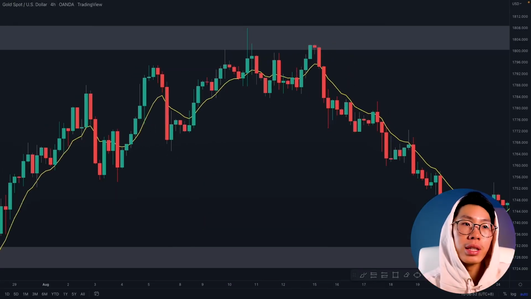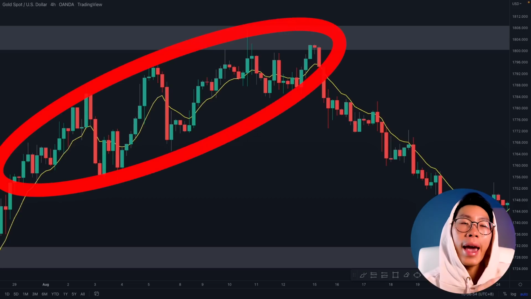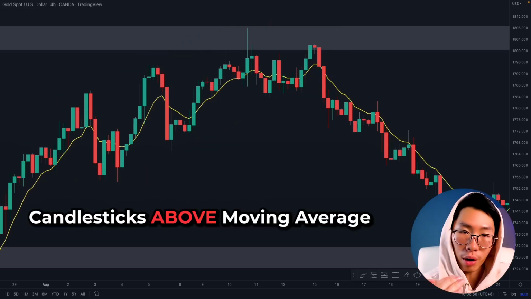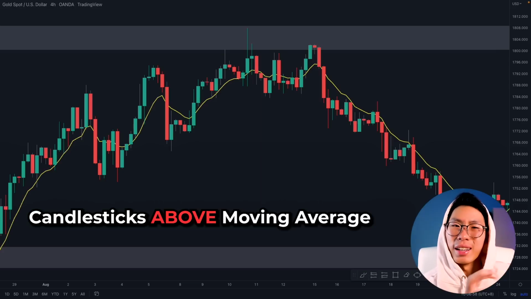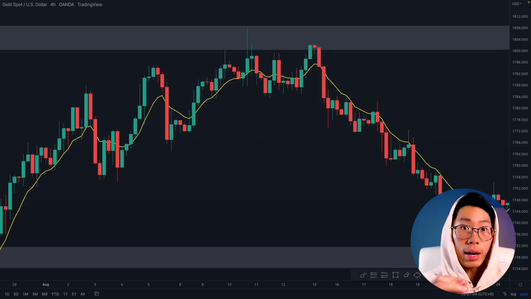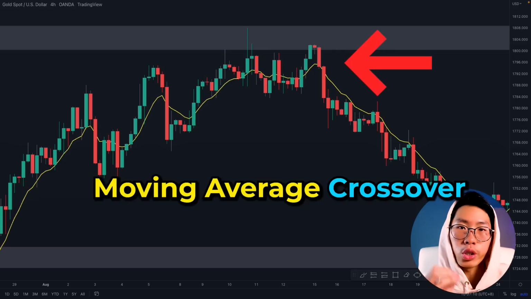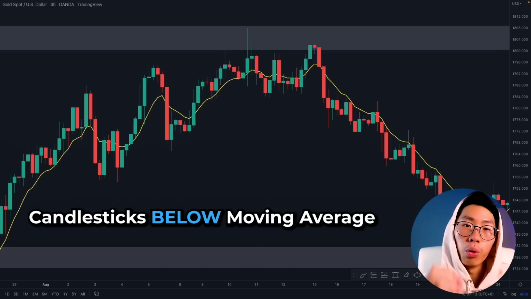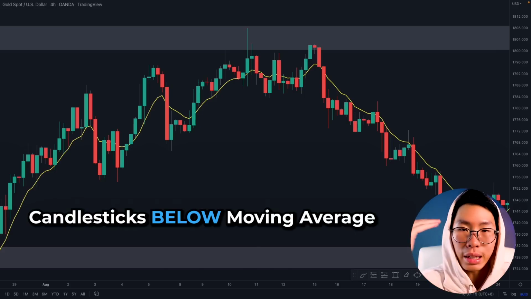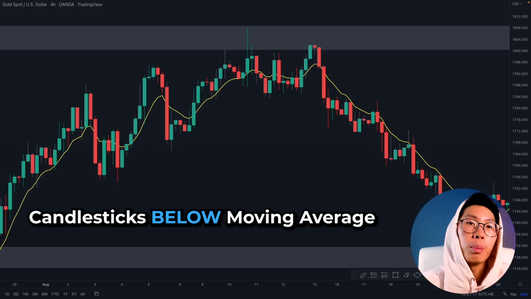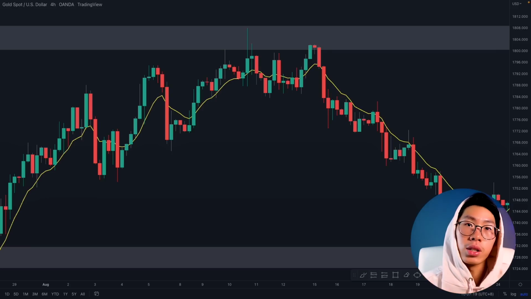So you can see previously right around this area, price has been above the moving average. You can see all the candlesticks are just above the moving average. But right now, at this point in time, the moving average has crossed over. So this is what we call the moving average crossover. You can see right now the moving average is above the candlesticks. So that's the second confirmation that tells us that price is reversing.